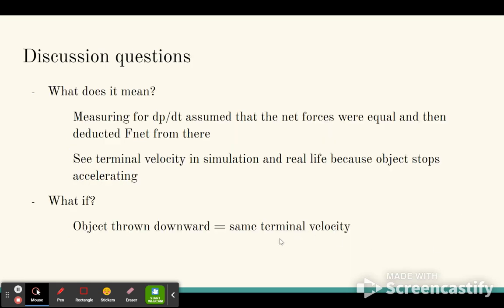Now, if the object was thrown downward, it would still have the same terminal velocity, due to the fact that the terminal velocity is determined by the object and the shape of the object, as well as drag, not the initial velocity.